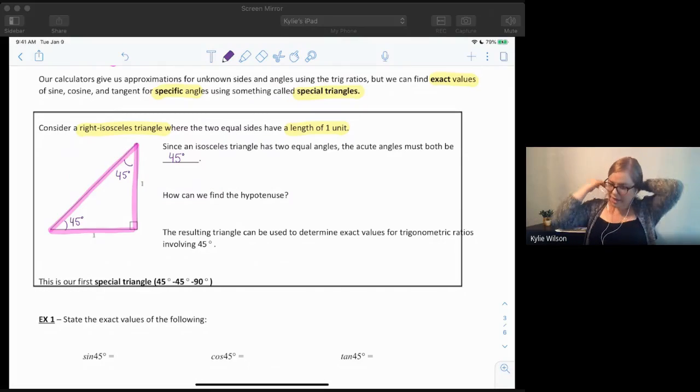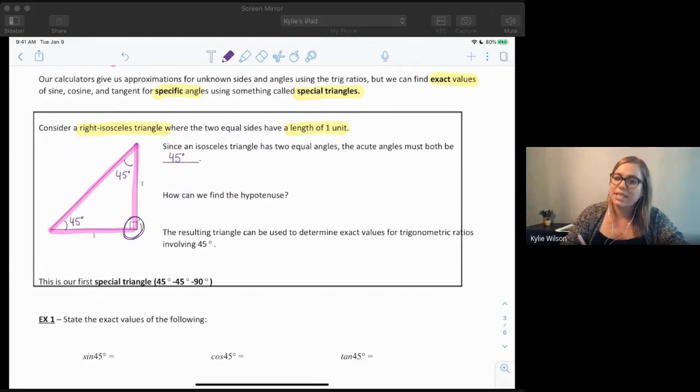So if I have 180 degrees in my triangle and I've used up 90 here, the other 90 has to get split evenly between these two. So that is how our isosceles right triangles work.